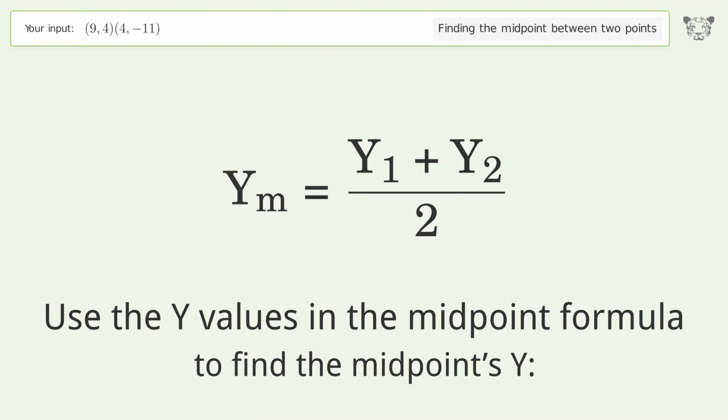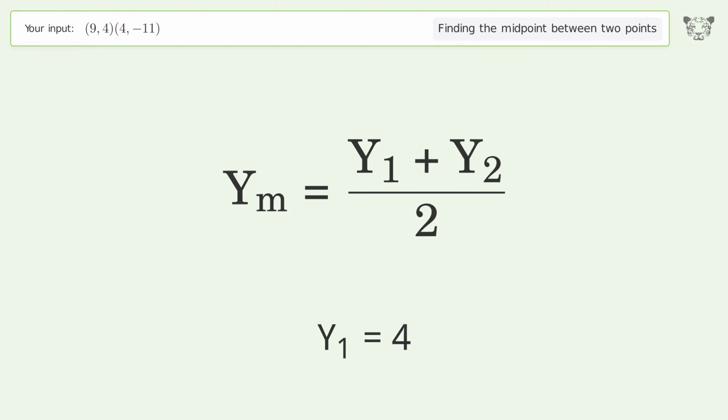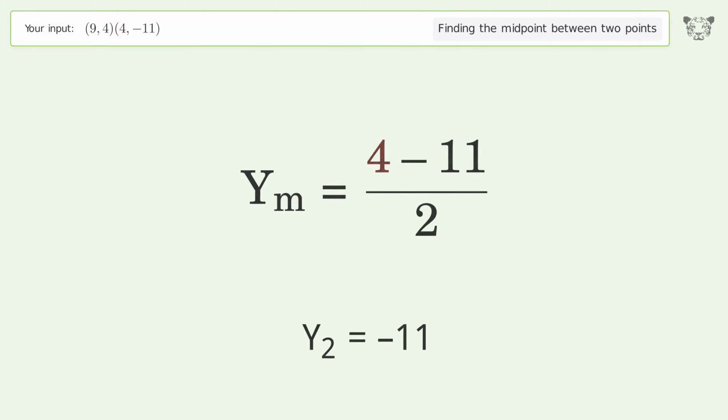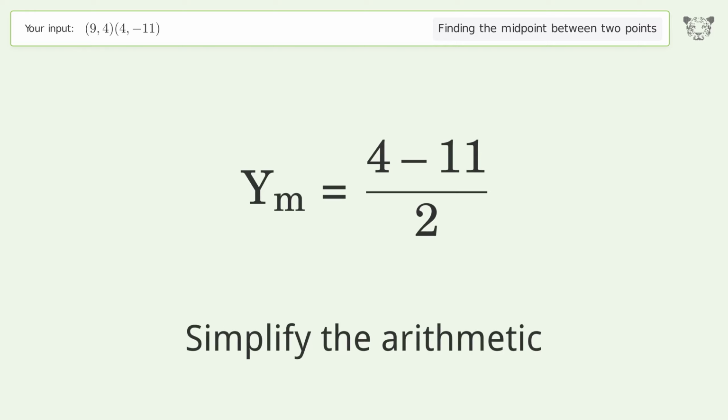Use the y values in the midpoint formula to find the midpoint's y. y1 equals 4. y2 equals negative 11. Simplify the arithmetic.